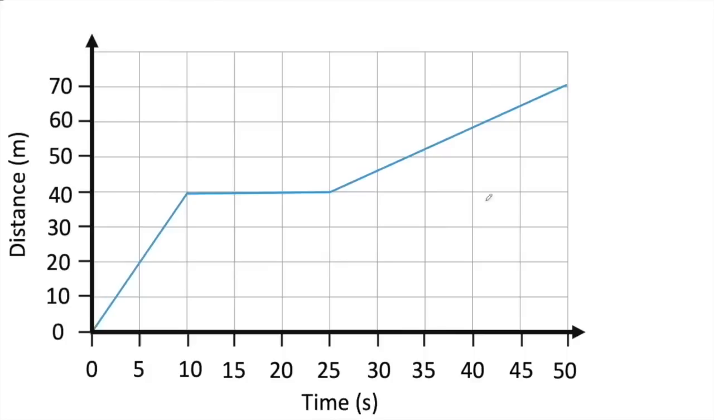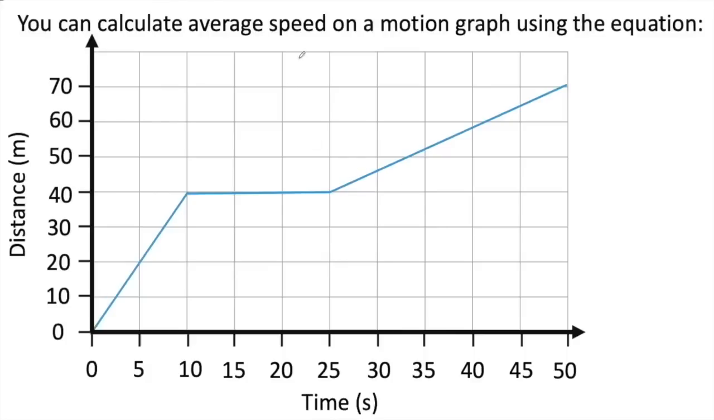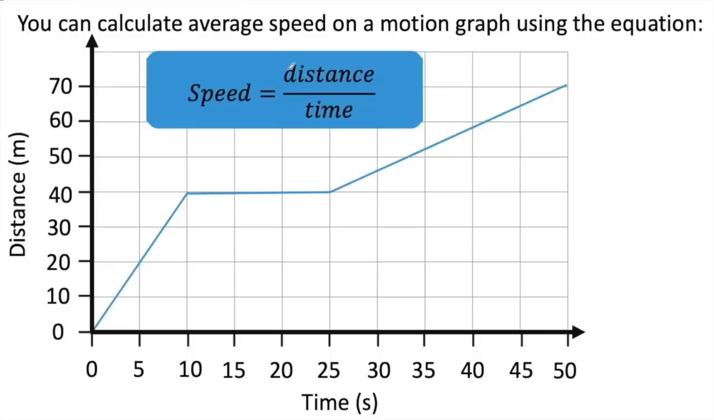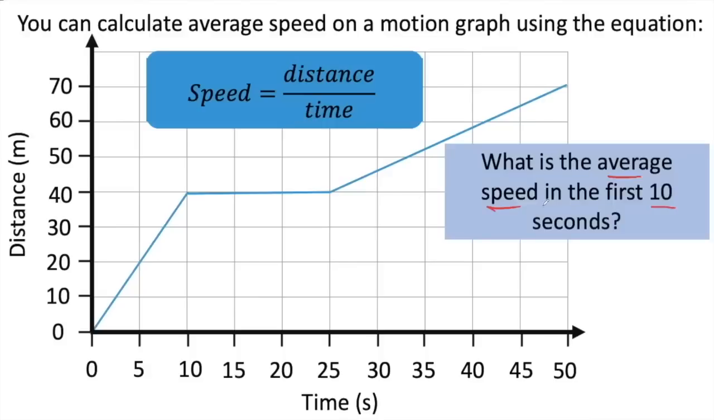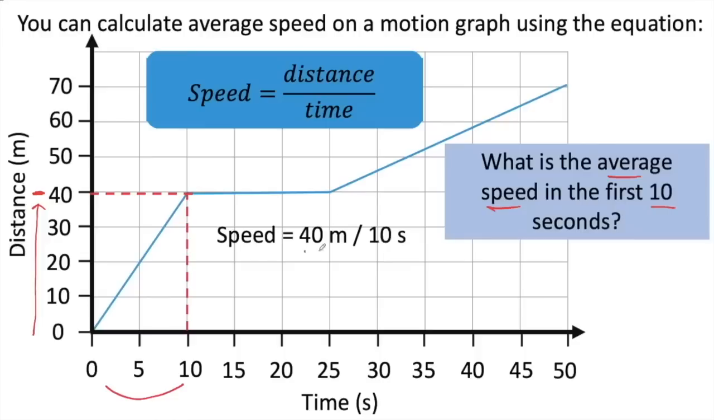You can calculate average speed on a motion graph using the following equation: speed equals distance over time, which is just rearranging that distance travelled equals speed times time equation. If you want to calculate the average speed in the first 10 seconds, you draw a line from 10 up to your graph and then across and read off your distance that it had travelled in 10 seconds. So we know here that within that first 10 seconds it's travelled 40 metres. So if we do 40 divided by 10, we'll get a speed of 4 metres per second.